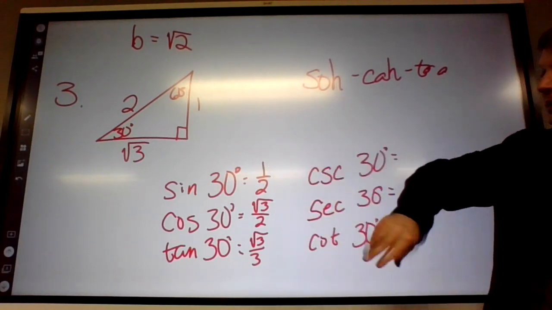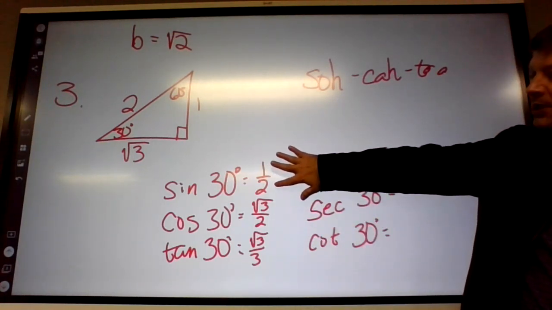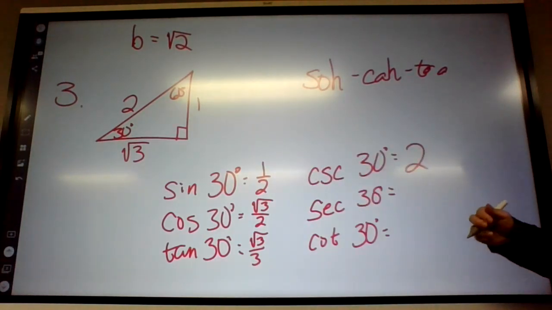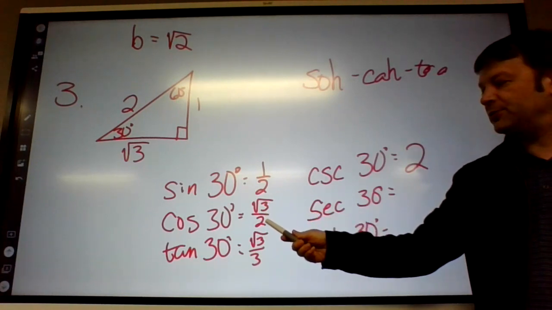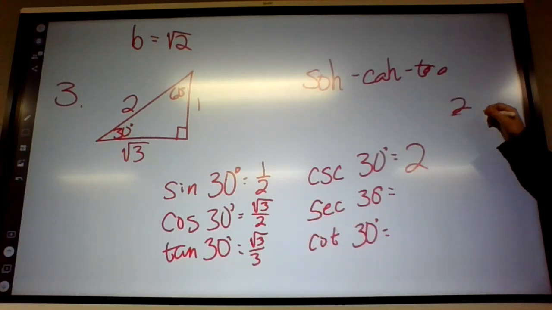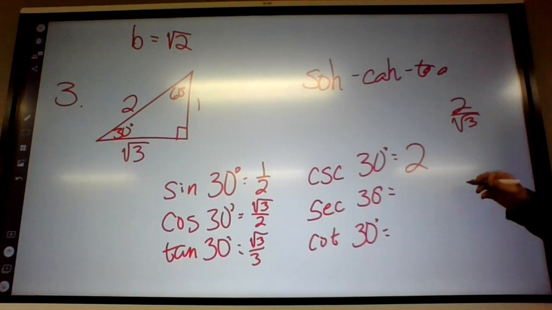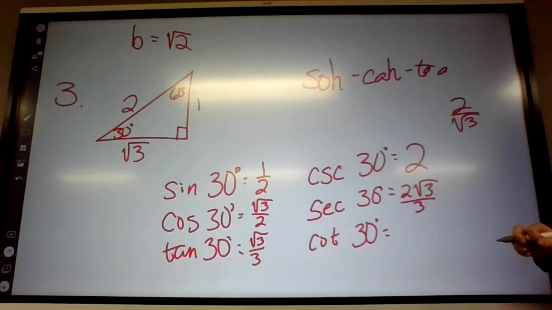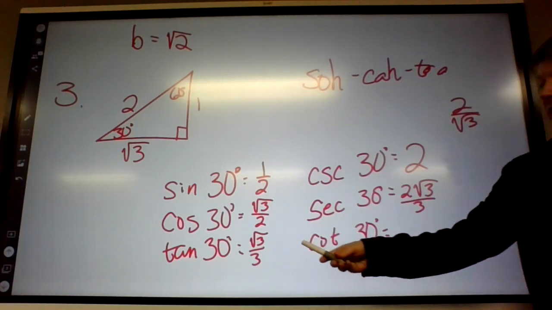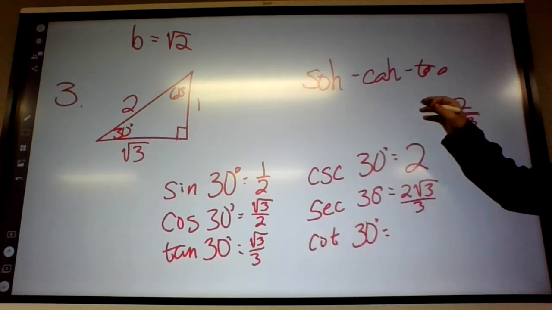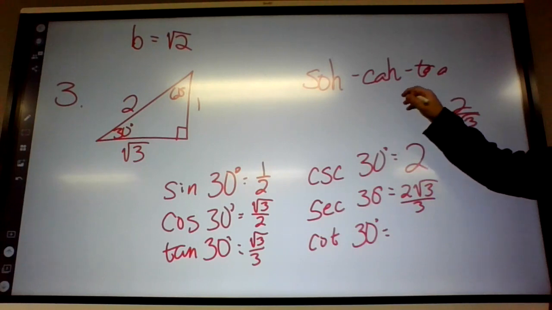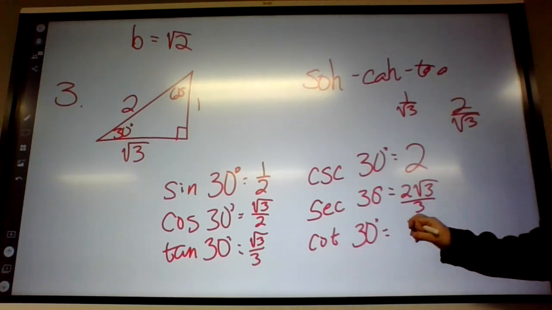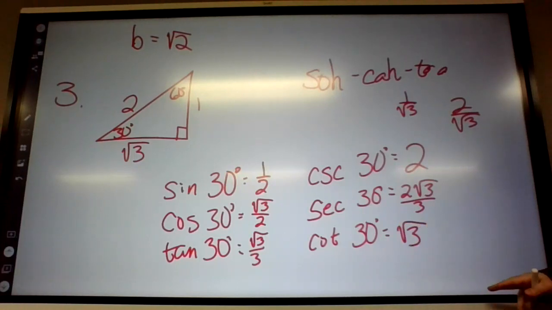It's like the last problem. So 1/2 becomes 2 over 1, 2. Square root of 3 over 2 becomes 2 over square root of 3, but it's 2 square root of 3 over 3, right? 2 square root of 3 over 3. Might have to let your calculator fix it. Oh shoot, we just had this one. Remember it was 1 over square root of 3 before we fixed it? So it's square root of 3 over 1, square root of 3.